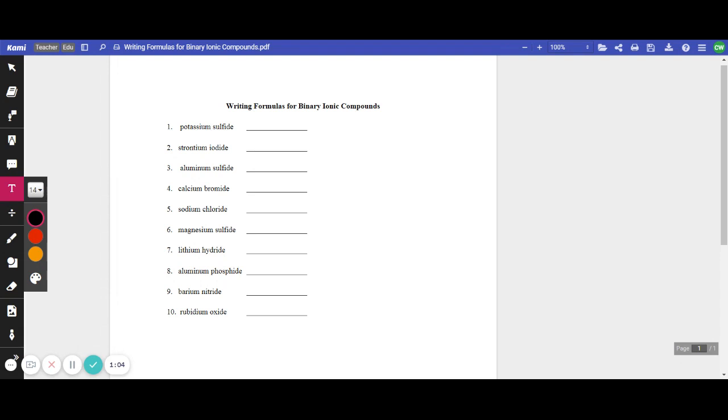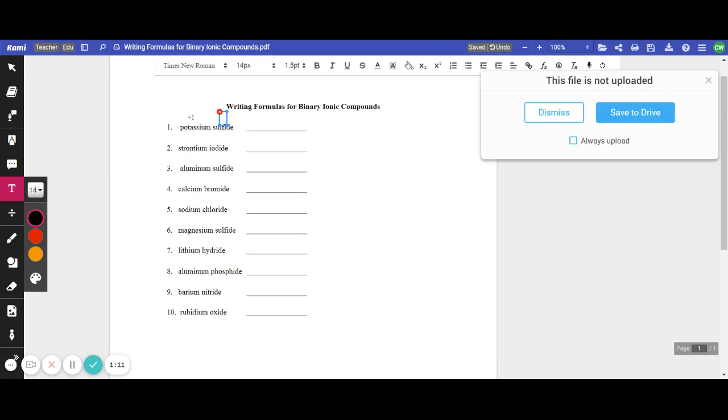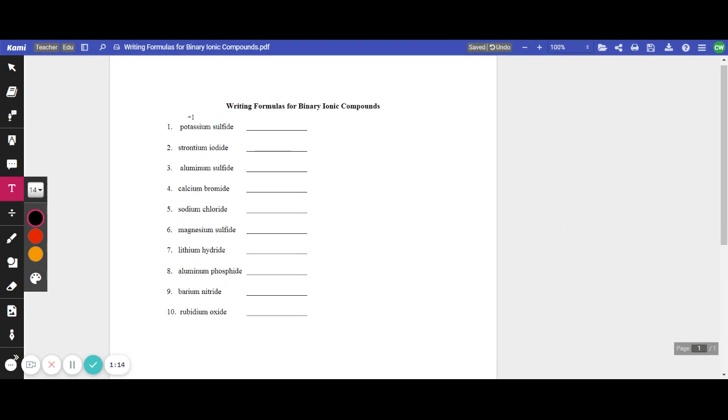So I know that potassium has a +1 oxidation number. Then we look at our periodic table and we see that sulfide comes from sulfur, which is in group 16, and it has a typical -2 oxidation number. So +1 and -2 does not equal 0. That means I'm going to need 2 potassiums for every 1 sulfur to make this a neutral compound.